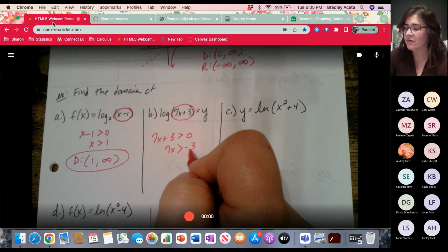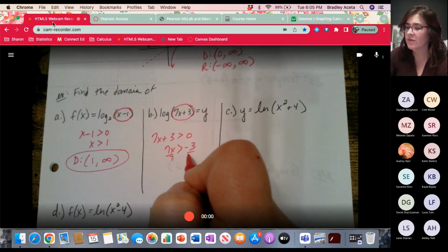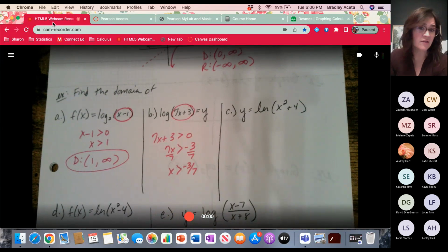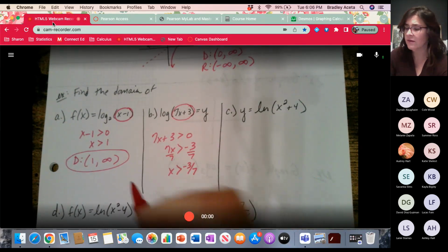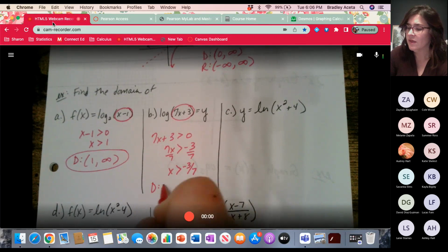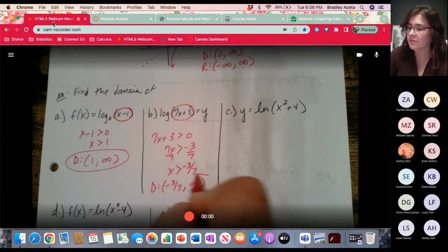7x is greater than negative 3. Divide by 7. X is greater than negative 3/7. I didn't divide by a negative, so I didn't flip it. So my domain would be from negative 3/7 to infinity.